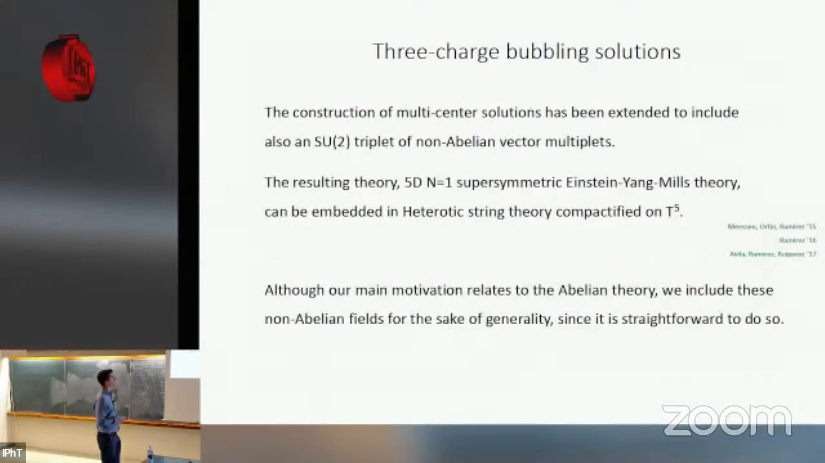I will actually work slightly more generally than that, because this formalism of multi-center solutions has been extended to also include an Sp2 triplet of non-abelian vector fields. And this was nice work of Tomas Turton and his former students and postdocs, in particular of Pedro Ramirez. And the resulting theory, which is a 5-dimensional N=1 supersymmetric Einstein-Yang-Mills theory, can be embedded in heterotic string theory compactified on T5. And so our main motivation comes more from the abelian theory, but since it doesn't cost as much, it's quite easy to keep the discussion general and include also these non-abelian fields. So I'll do that throughout the talk.